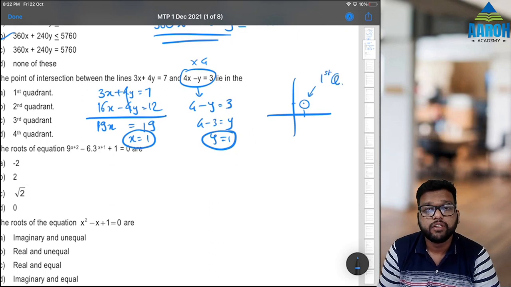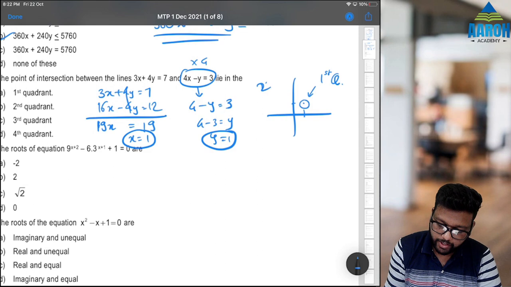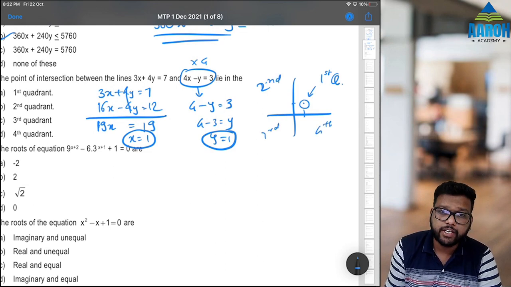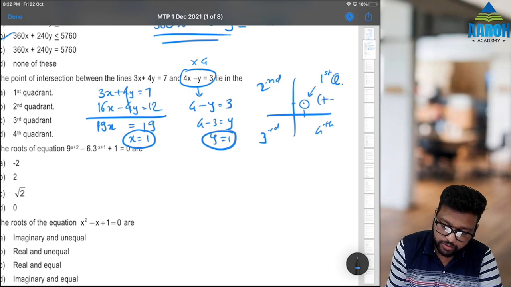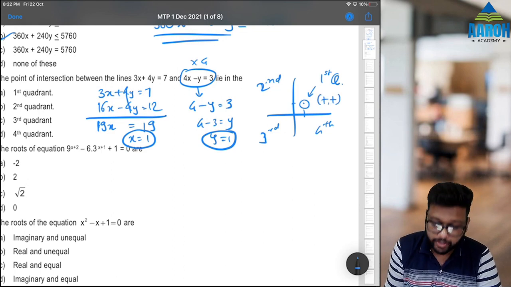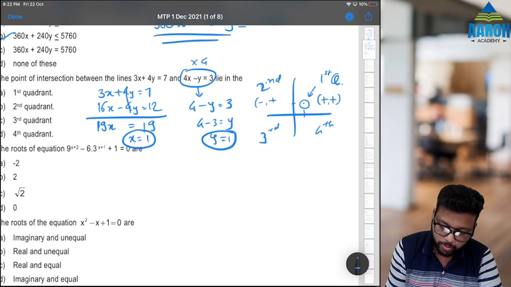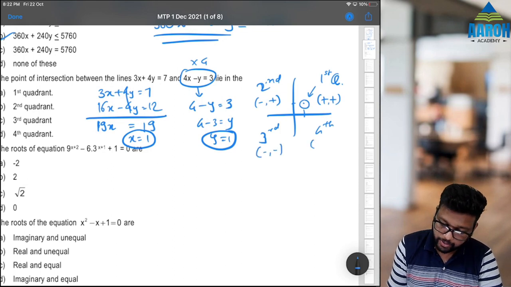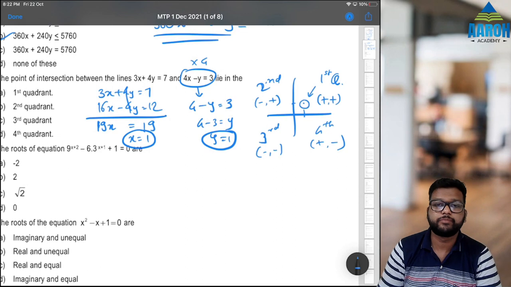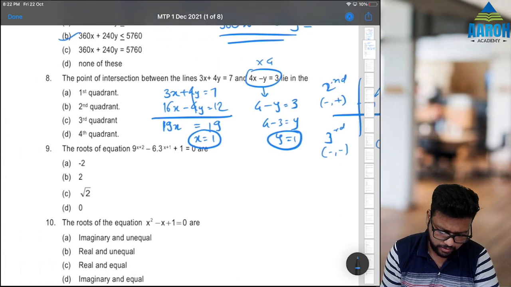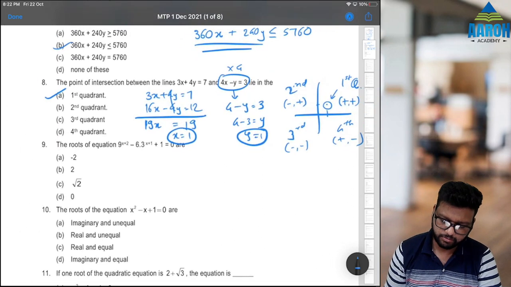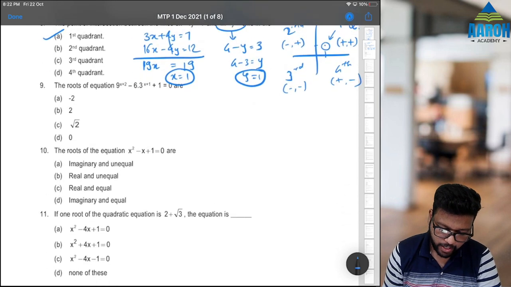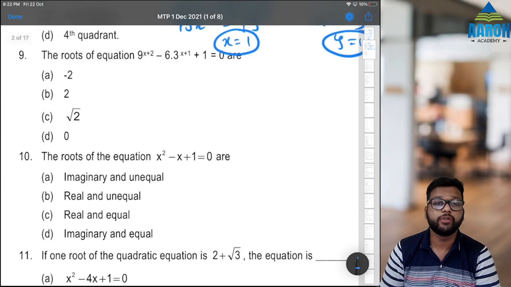Okay, fine. This is the second quadrant, this is the third quadrant, and this is the fourth quadrant. In second quadrant, okay, in first quadrant both will be positive, right? In second quadrant, what? X will be negative but y will be positive. In third, both will be negative, and in fourth, y will be negative but x will be positive. You should know that. So first is the correct answer. Both are positive.